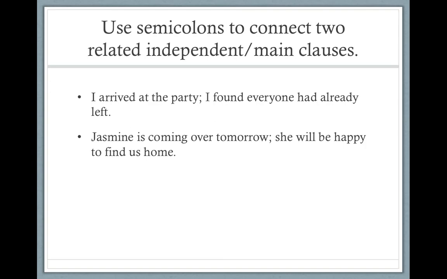Now the next one down here is: Jasmine is coming over tomorrow; she will be happy to find us home. Here they're closely related because Jasmine is coming over tomorrow, assuming she's going to that place. So she will be happy to find us home. Whoever she's going to visit, she's going to that place. So these two main clauses, independent clauses, are closely related, so you can use a semicolon to split both of them. But you have to make sure that you have two independent clauses that are related. Then you want to use the semicolon in between those two clauses. Right? So that's the second way.